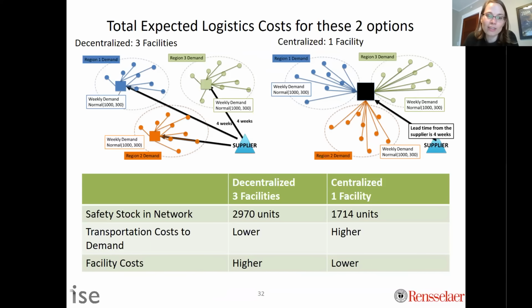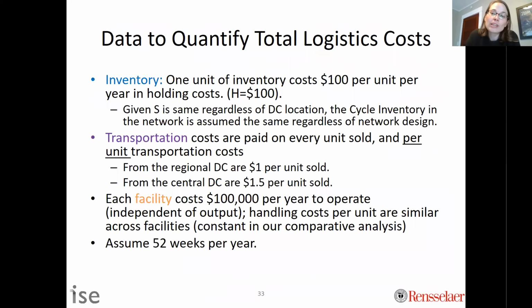We also said that the facility cost would be higher in the decentralized option versus the centralized one. Now we want to quantify by how much, and then compare these two options in a quantified way to see which one is better. So let's do that. We first need data.